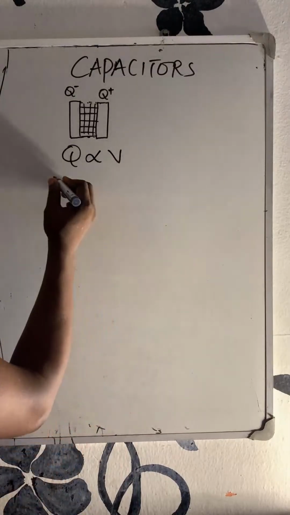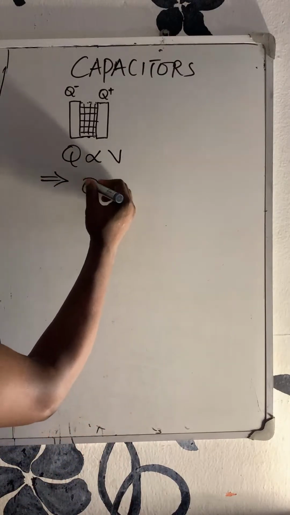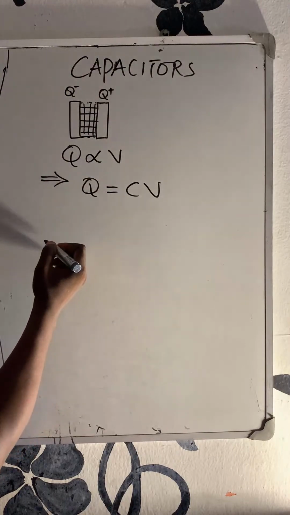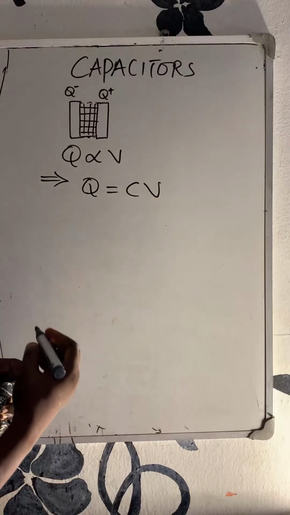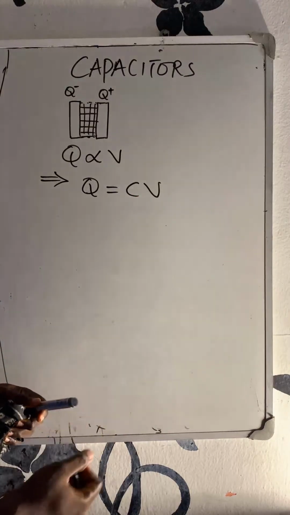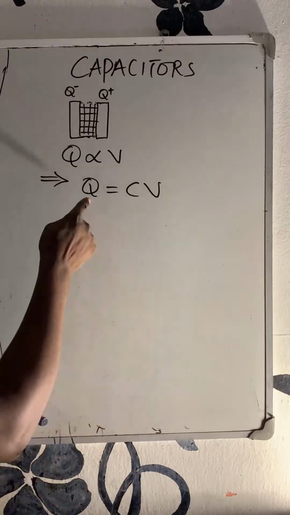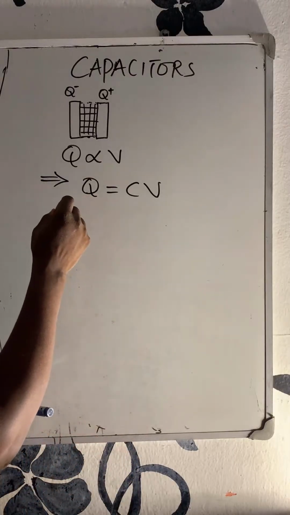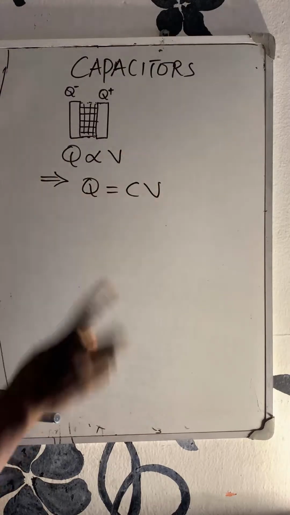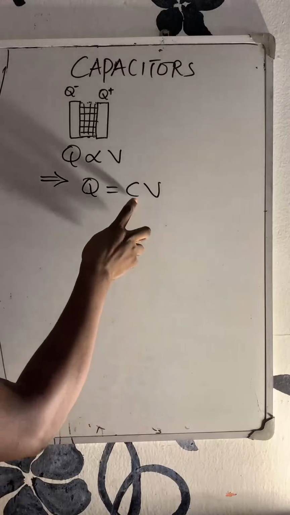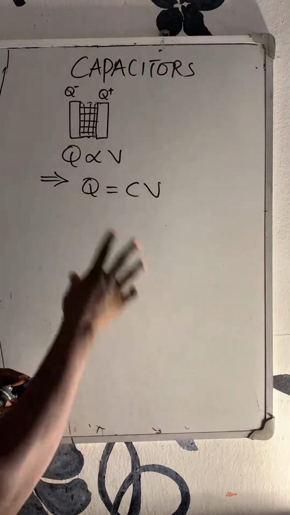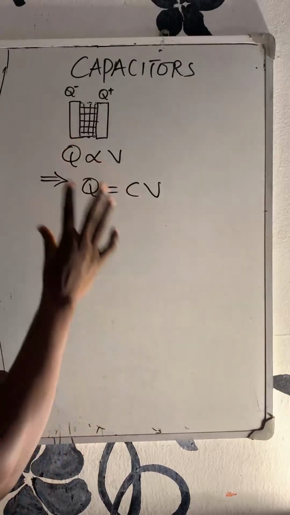When you remove the constant of proportionality, you have Q equals CV, where Q is charge measured in coulomb, C is the capacitance or capacity of the capacitor, which is its ability to store charge, and V is the potential difference. C is measured in farad, and V is measured in volts. So this becomes the formula.